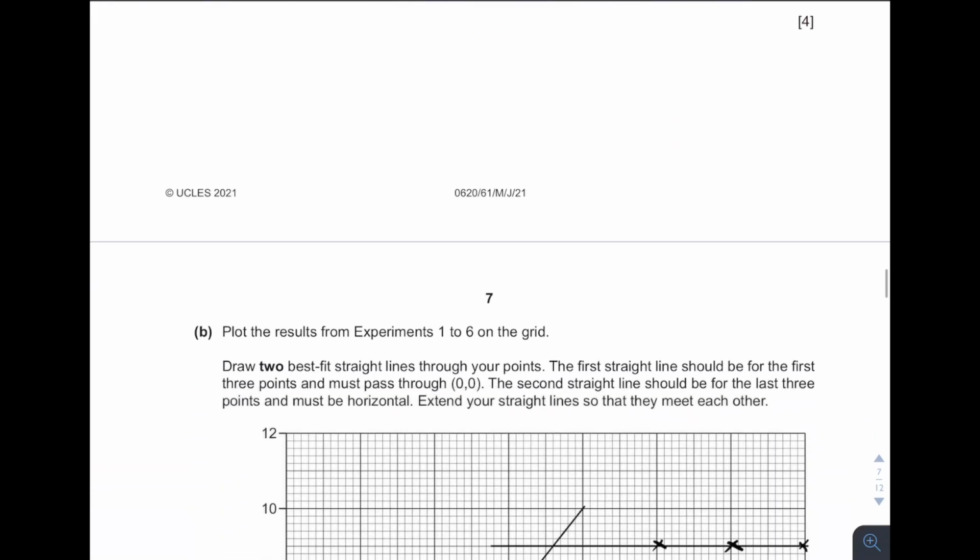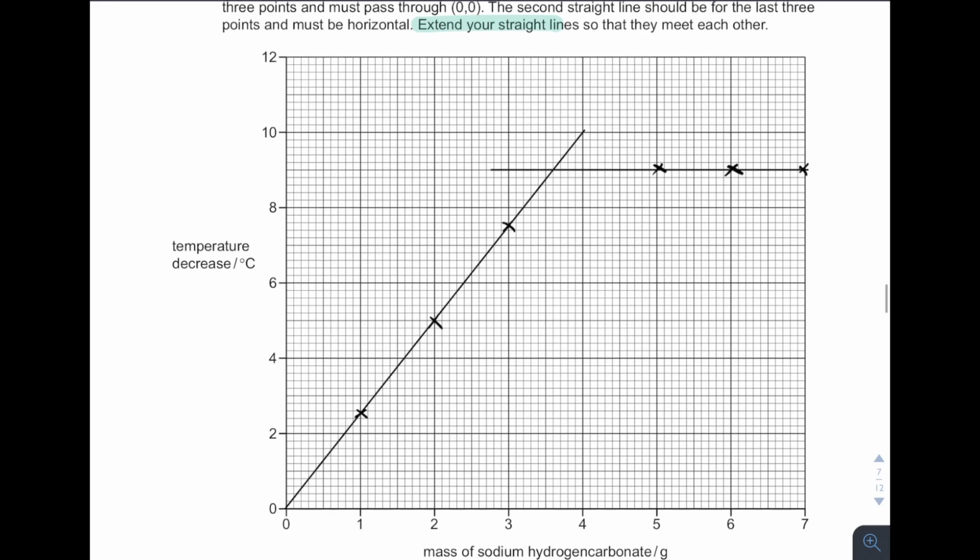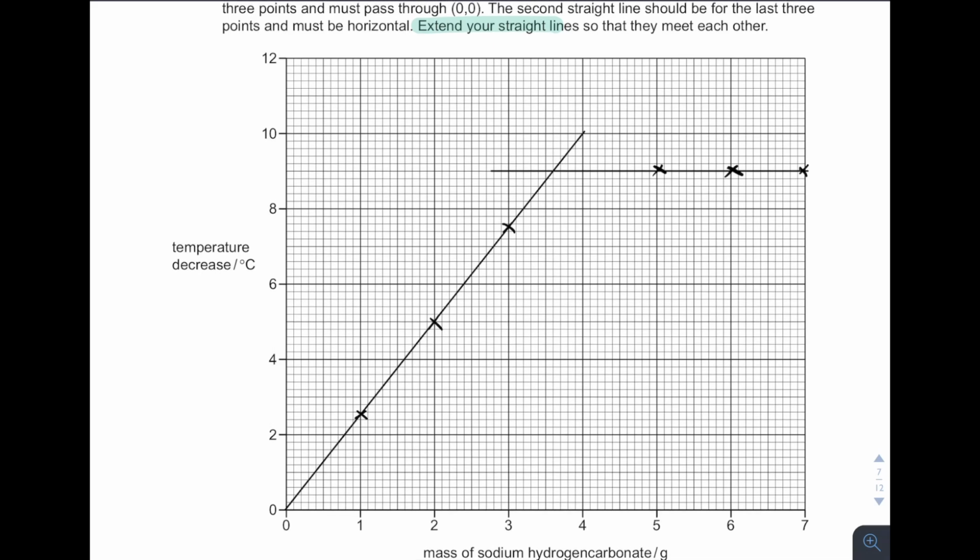Then next one. Plot the result and you are asked to draw two best-fit straight lines. The first straight line should be for the first 3 points and must pass through the origin, O. The second straight line should be for the last 3 points and must be horizontal. Extend your straight lines so that they meet each other. Your graph should look something like this. You have to extend to show that both lines cross each other and cause this intersection.